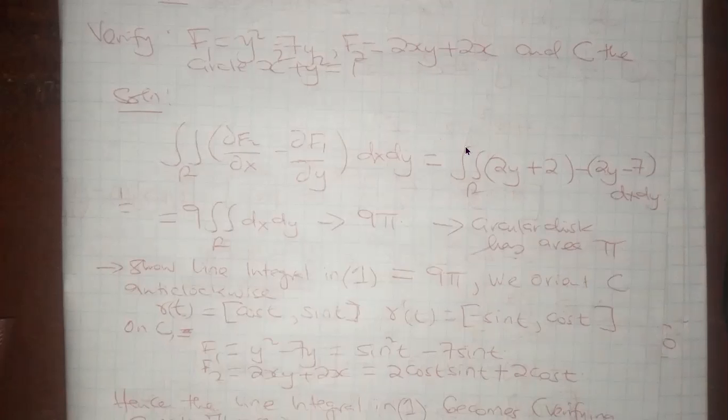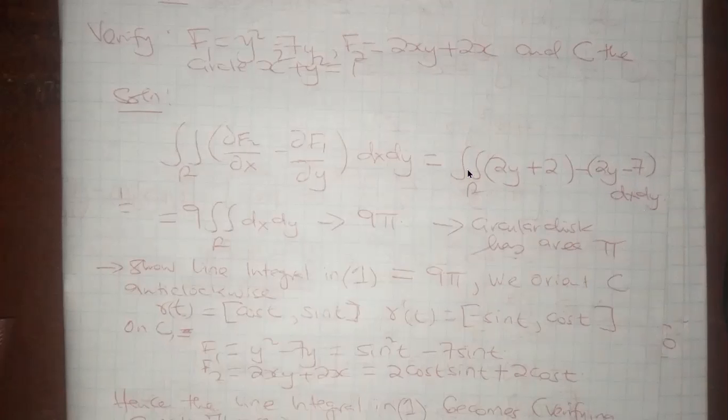So then you expand the brackets. So you have 2y plus 2 minus 2y minus 7. So 2y minus 2y, they cancel out. Plus 2 minus 7, that is plus 2 plus 7, that will be 9. So it will be 9 dx dy.